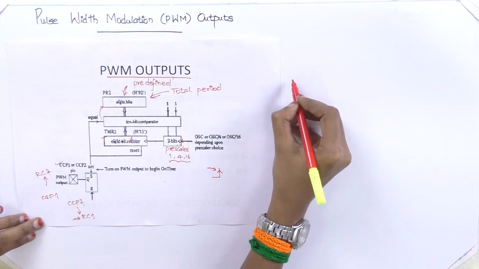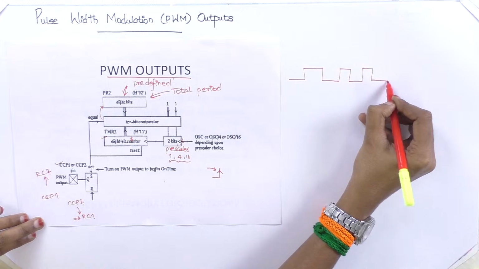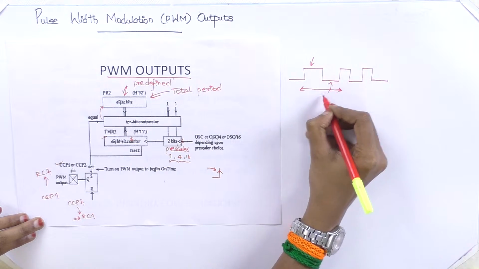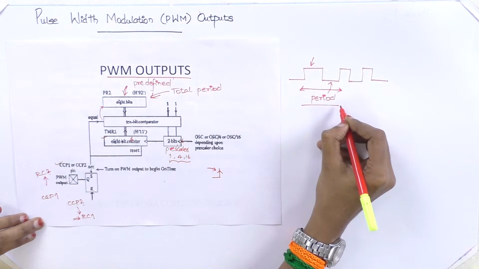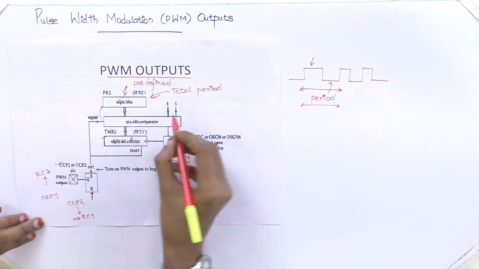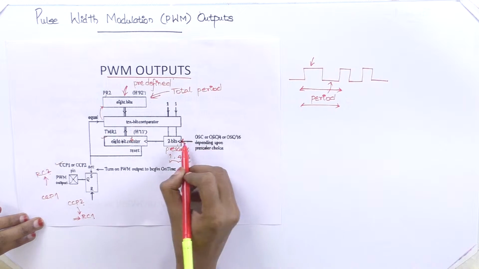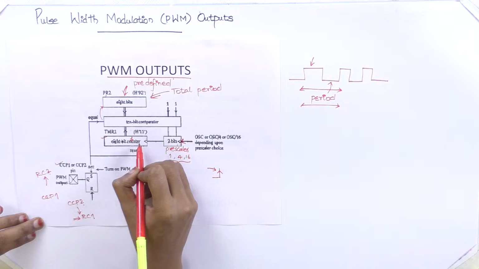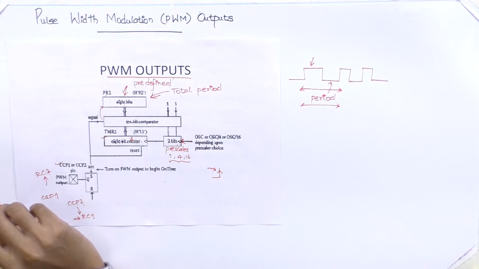What do we mean by period? If this is our PWM output, the on and off together will constitute a period. So this total time should be mentioned in this PR2. If we give our input clock pulse to this timer 2, it will be incremented. Whenever it is getting incremented, it will be compared with this PR2 register.